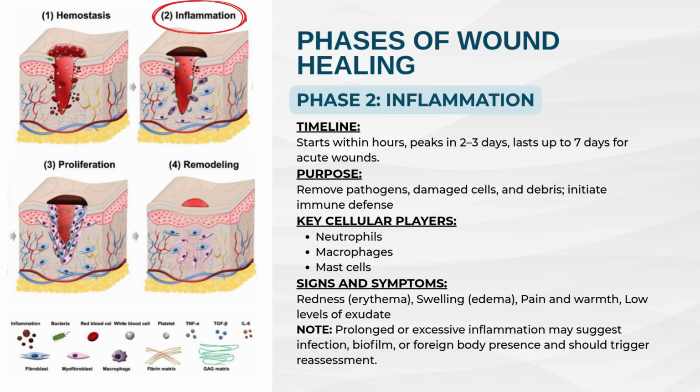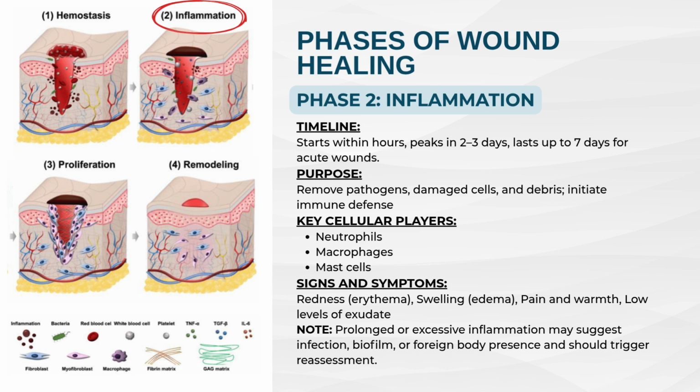Once bleeding is controlled, the body shifts into Phase 2. Inflammation, a defensive phase where cleanup begins and immune cells take the lead. Timeline. Inflammation typically starts within hours, peaks at 2 to 3 days, and can last up to a week in healthy acute wounds. Purpose? To remove bacteria, dead cells, and debris, and activate immune defenses.